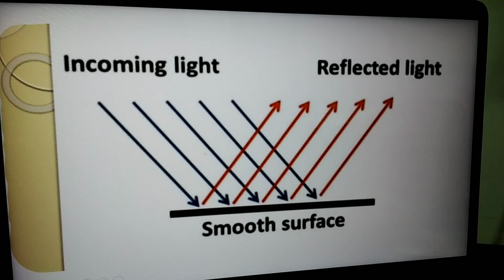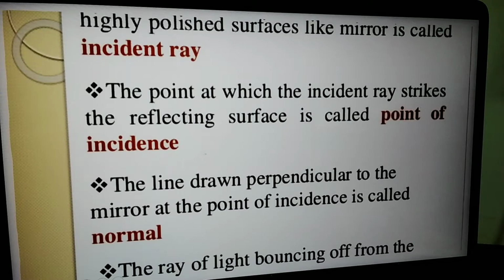Now, here the smooth surface is the mirror. The incoming light is shown with the blue colored lines and the reflected rays are shown with red colored arrows. Highly polished surfaces like a mirror are called a reflector. The point at which the incident ray strikes the reflecting surface is called the point of incidence. The line drawn perpendicular to the mirror at the point of incidence is called the normal. The ray of light bouncing off from the reflecting surface is called the reflected ray.